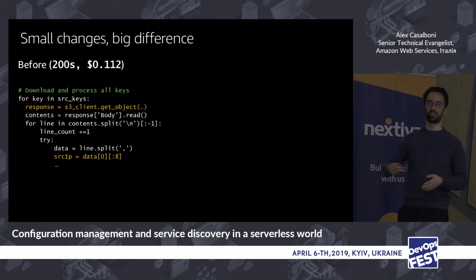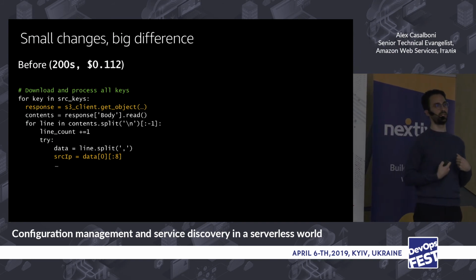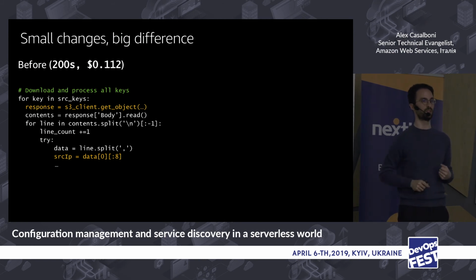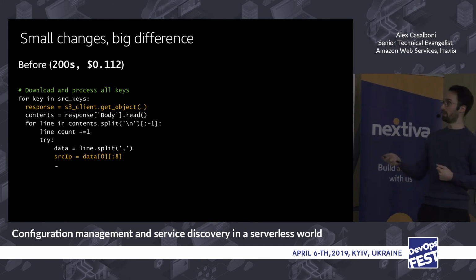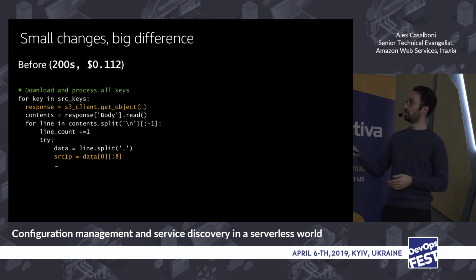But maybe each object is 1 megabyte, 2 megabytes. Okay, so we are downloading and waiting for the whole file to be downloaded just to take the first 8 characters. That took about 200 seconds. It was a long list of objects. It cost about 11 cents of a dollar.